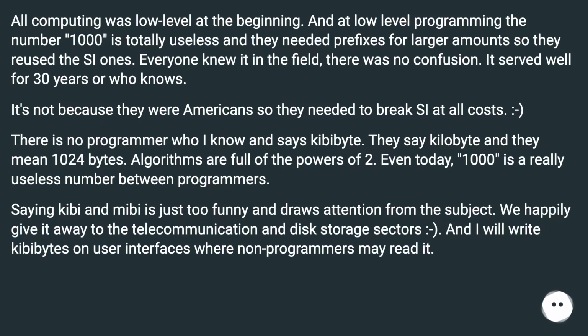Smiley face. There is no programmer I know who says kibibyte. They say kilobyte and they mean 1024 bytes. Algorithms are full of the powers of 2. Even today, 1000 is a really useless number between programmers. Saying kibi and mebi is just too funny and draws attention from the subject. We happily give it away to the telecommunication and disk storage sectors, smiley face. And I will write kilobytes on user interfaces where non-programmers may read it.